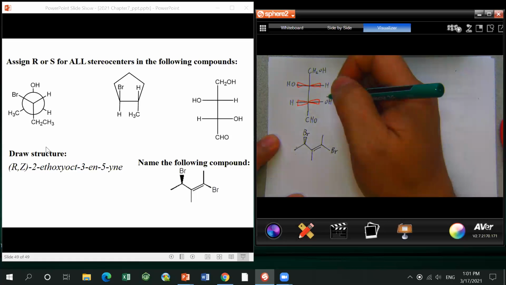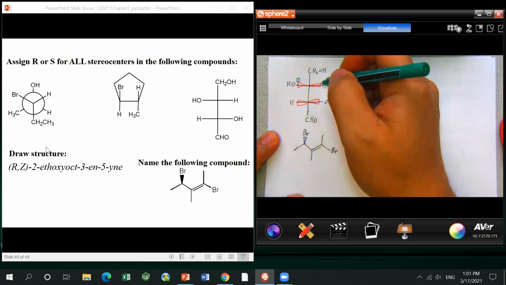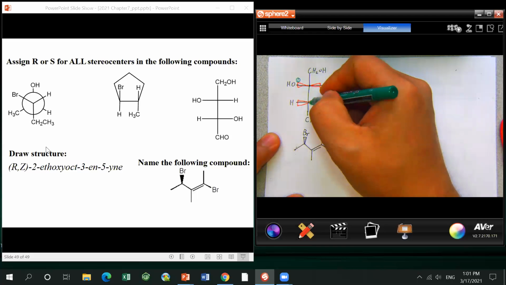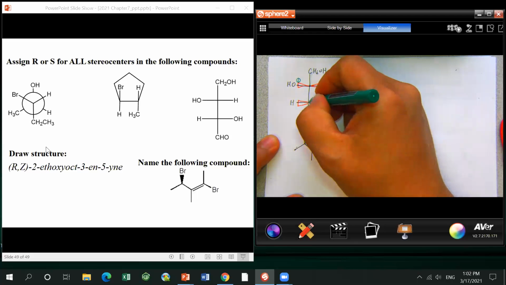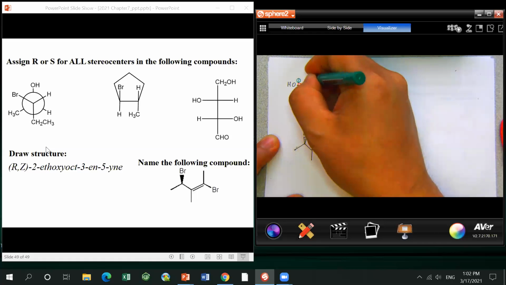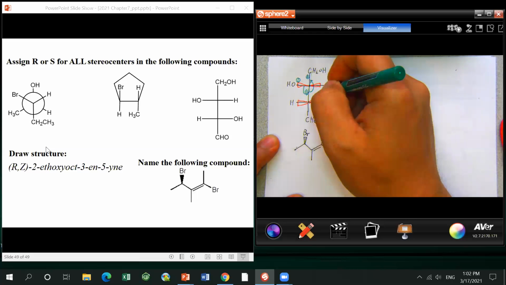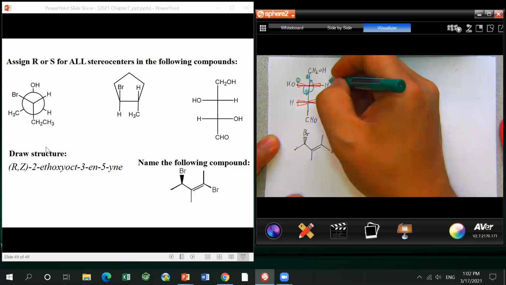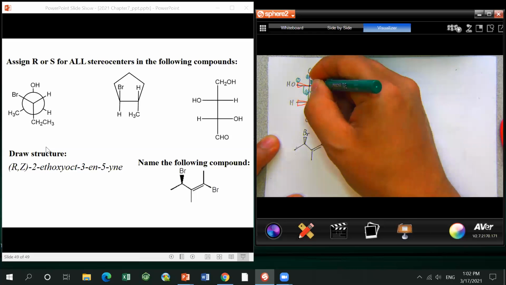For the top one, the highest priority is definitely the OH group, so that's one. The hard thing is which one is the second priority. We have a top branch and a bottom branch. The top branch carbon has two hydrogens and one oxygen connected to it. The bottom carbon has one hydrogen, one carbon, and one oxygen, so the bottom one has higher priority, because it has one oxygen. That's 2, and then 3. Then you draw the arc from 1 to 2, and 2 to 3. That looks counterclockwise, but the hydrogen, the lowest priority group, points towards you, so you need to give the opposite assignment. That should be R.